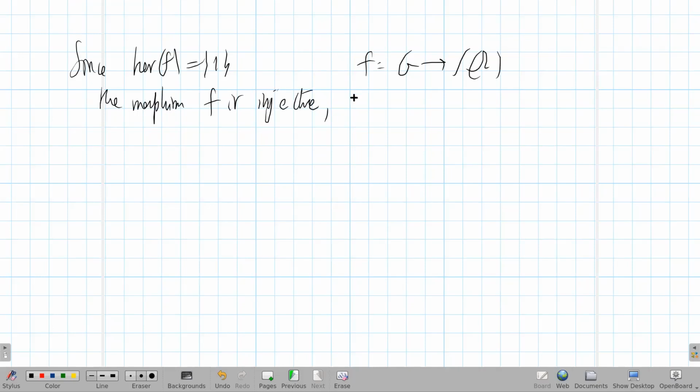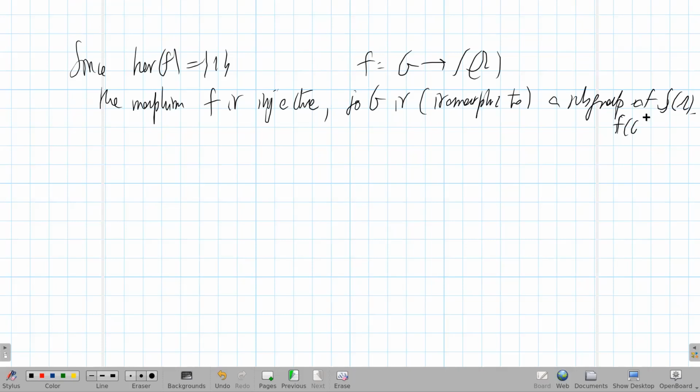And this means that G is, well, not exactly a subgroup, but isomorphic to a subgroup of S omega. So it's the usual thing. It's not that G is exactly a subgroup of S omega, but since this is injective, the real subgroup is F of G. But of course, it does not make any difference.